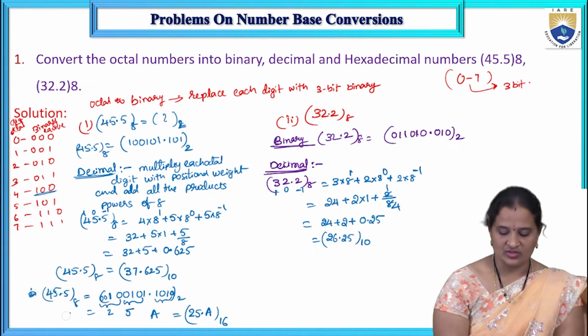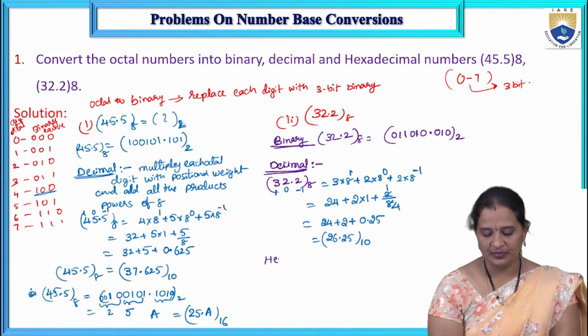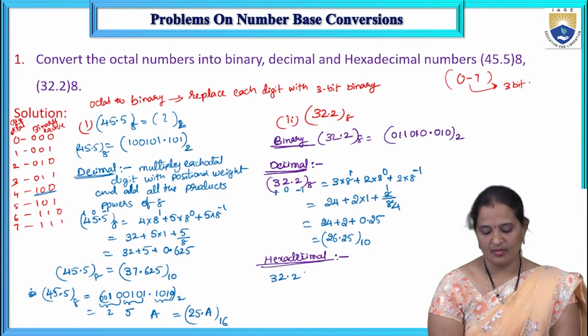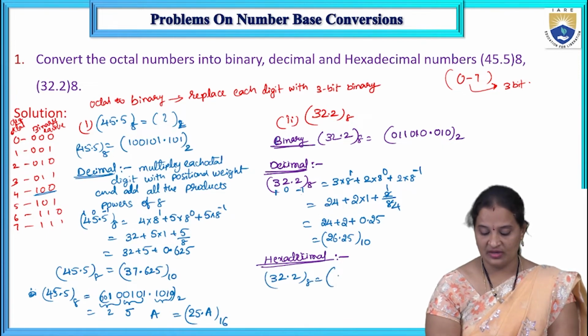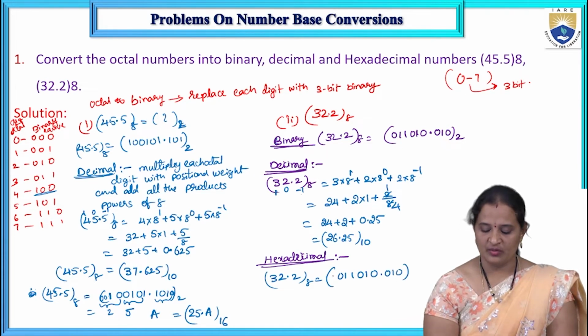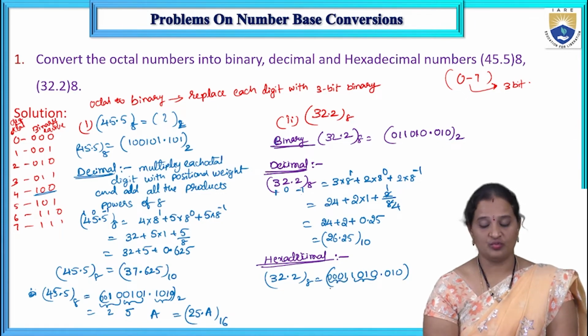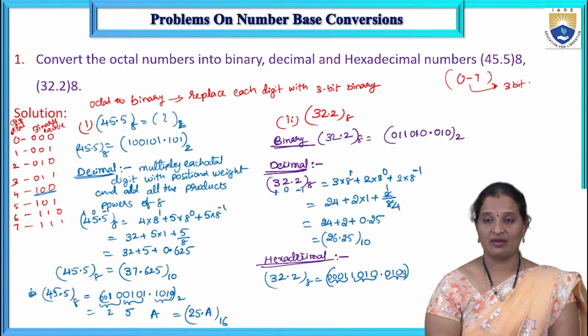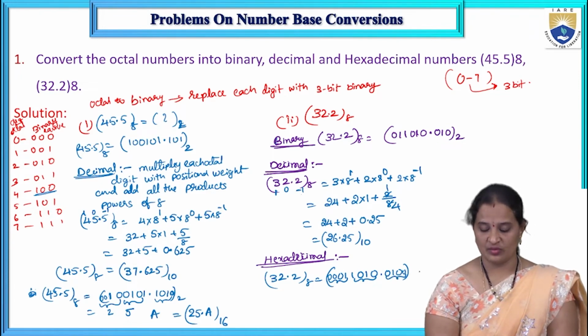Now coming to the next one. I want to convert this into hexadecimal. So how to convert? We have the procedure. We need to get the binary equivalent of the given octal number. So the binary equivalent given here is 011010.010. Now make groups of 4 bits each. So this is one group. As we are lagging with two digits here, I'm adding 2 digits to the MSB side, and here only 3 bits are there, so I'm making a group of 4 bits by adding 0 to the LSB position.